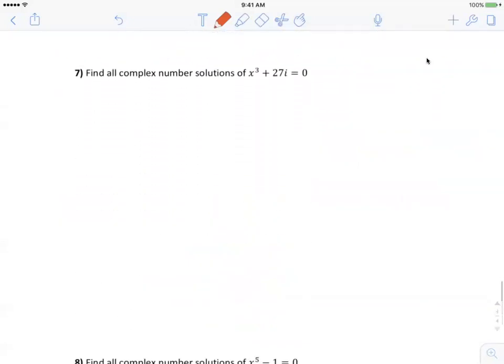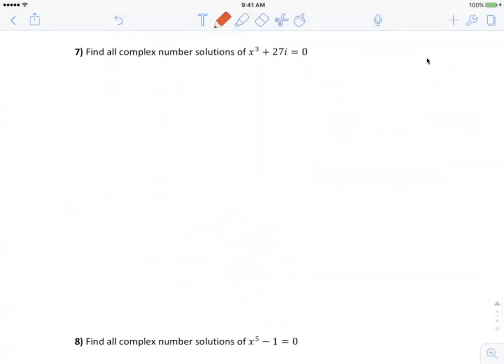Okay, last type of example is really kind of the same thing, but now you're solving an equation, right? Find all complex number solutions of x cubed plus 27i equals 0. So first thing is solve for that x cubed algebraically. So I just bring the 27i over. That's going to make it a negative 27i.